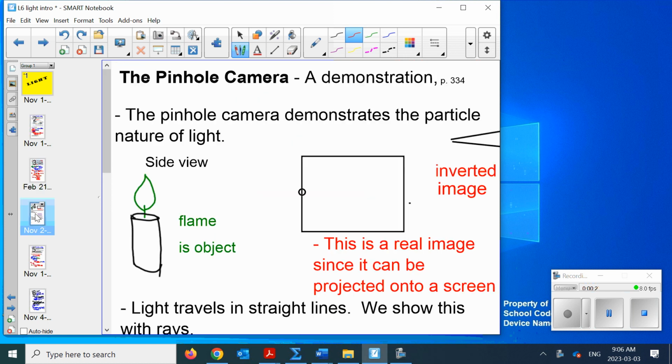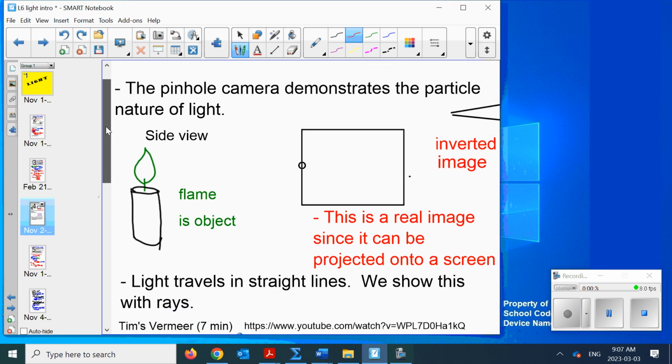But right now, I'll give you guys a handout about the pinhole camera. It's a demonstration, and we're going to play around with them. I have three, and then I have a demonstration box too. We've been talking about light with wave properties, and it has particle properties. So the pinhole camera demonstrates the particle nature of light.